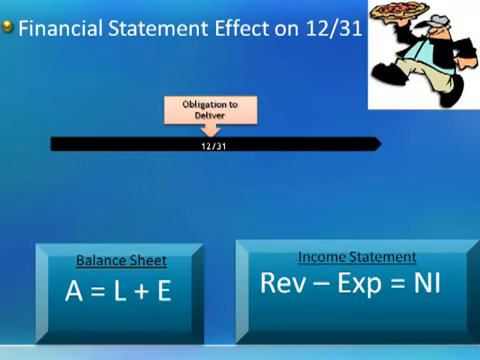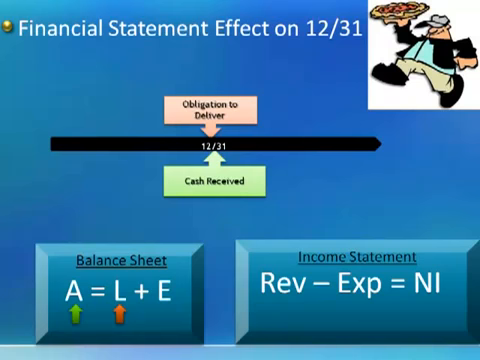On 12/31, Great Pizza Company incurred an obligation to deliver pizza in the future. An obligation to deliver means that Great Pizza Company now has a liability. Recall that a liability is a future economic sacrifice or an obligation. So we have an increase in our liabilities because we have to deliver pizza in the future. We're receiving cash today. Cash is an asset, so assets go up. The result of this transaction is an increase in liability and an increase in assets.